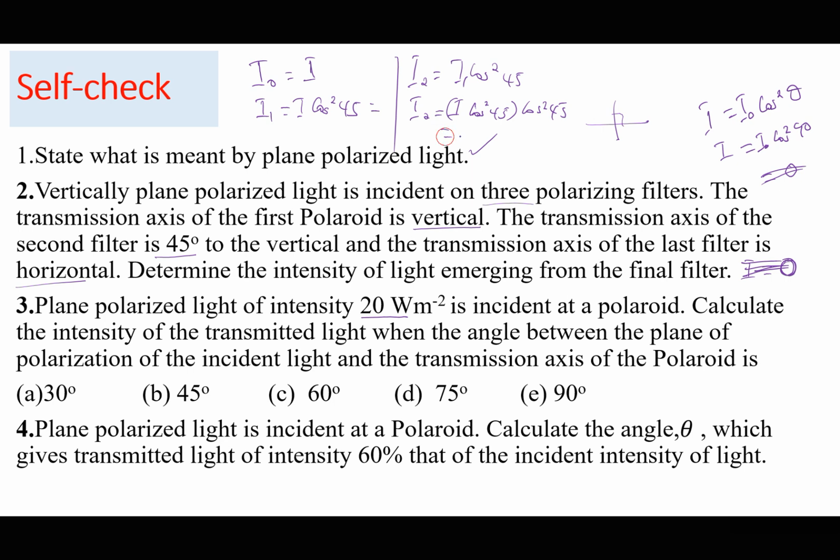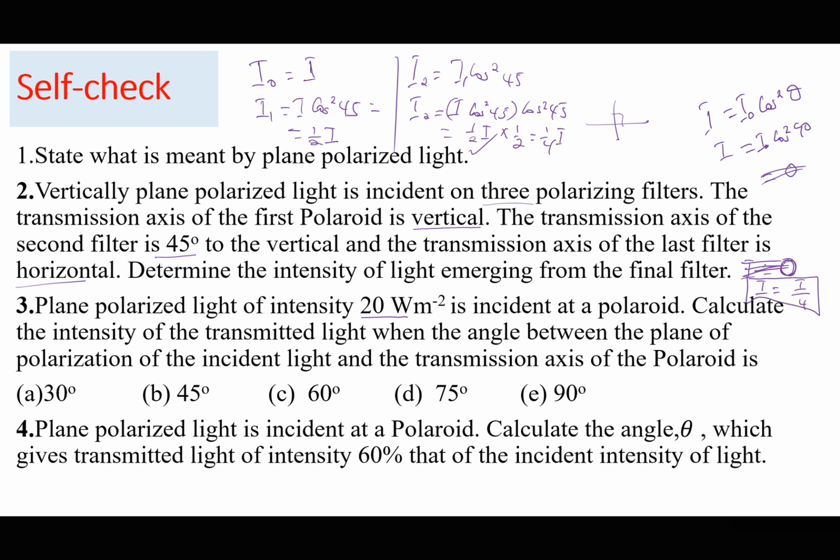So for the first one, I think this is I over 2. Then for the second one, this is going to be a half of I times a half, which becomes a quarter of I. So this is going to be I divided by 4. It's not going to be 0.